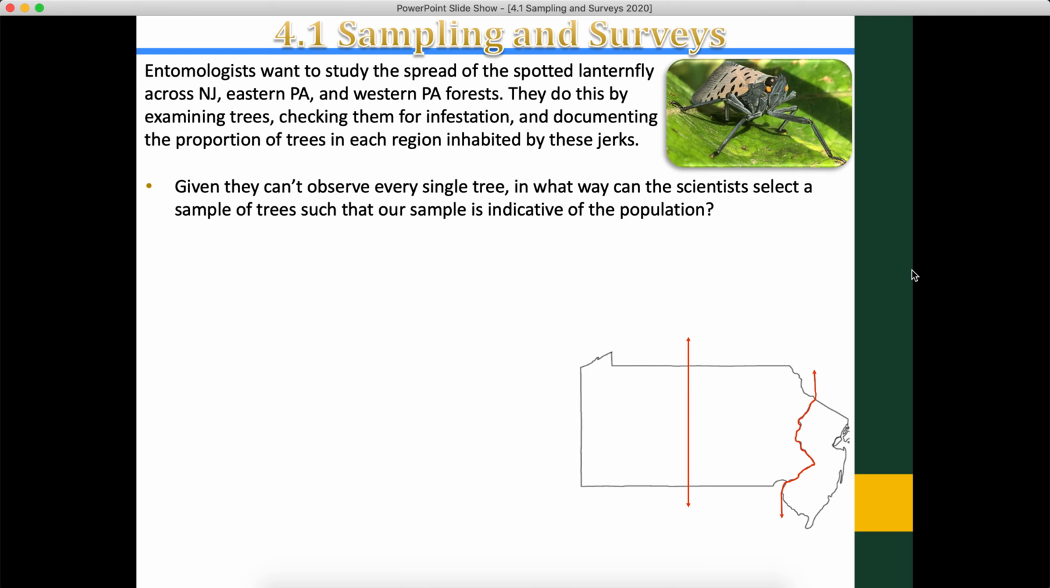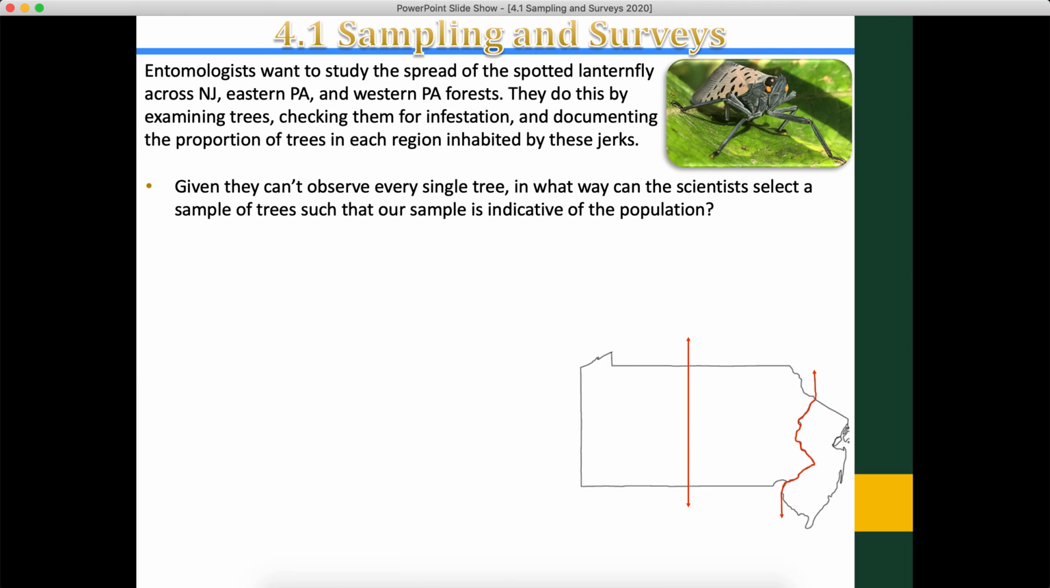So back to this idea of the spotted lanternfly. Let's examine a scenario here. Entomologists want to study the spread of the spotted lanternfly across Jersey, and then they break up Pennsylvania into eastern and western forests. So to document the spread, they examine trees and check them for infestations, and then document the proportions of trees in each region inhabited by these jerks.